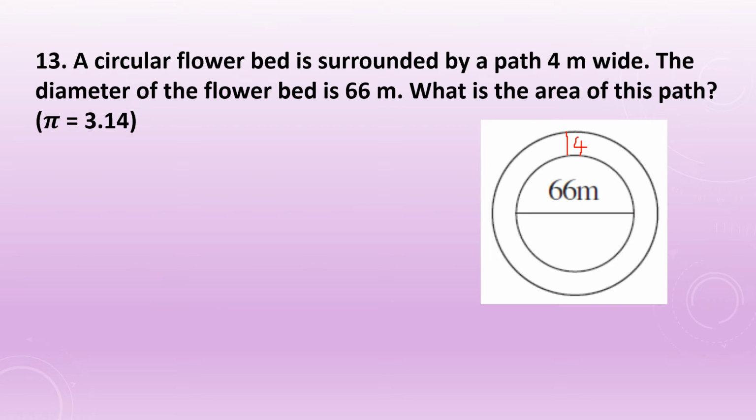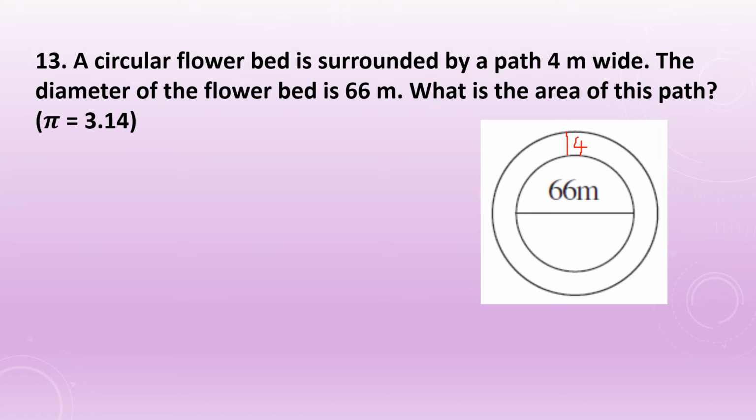So, how can we find the area of the path? Here we are representing it as a picture. So children, you can see there are two circles. The inner circle is the flower bed and the outer circle includes the flower bed and the path. So to get the area of the path, we want to subtract the area of the inner circle from the area of the outer circle. Is it clear?